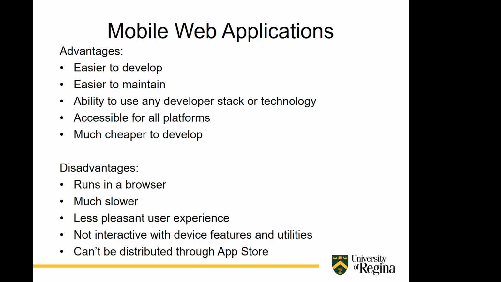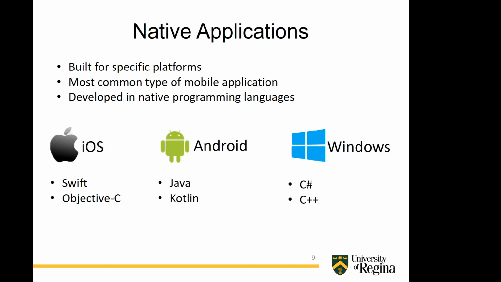You would need to turn it into a cross-platform app if you wanted to put it in an app store. Most web apps do not interact with the device features and utilities. There is no API for camera, GPS, or any other features that your mobile phone may have. That's it for mobile web applications. Let's move on to the next type.